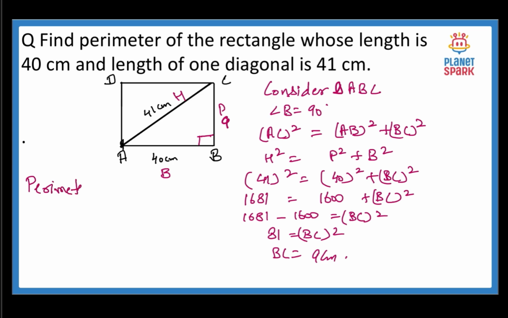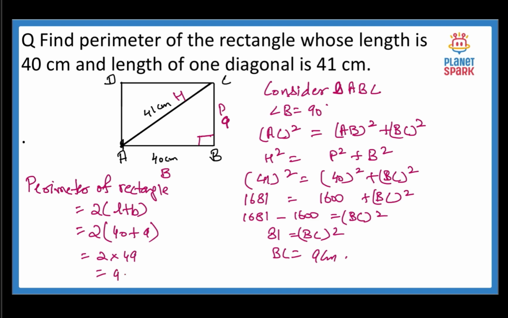We have to find out the perimeter of the rectangle. Perimeter of a rectangle, the formula is 2 into L plus B. Length over here is 40. Breadth over here is 9. So 2 into 40 plus 9. 2 into 40 plus 9 will give us 2 into 49, which is 98 centimeter. That is the perimeter of the rectangle.